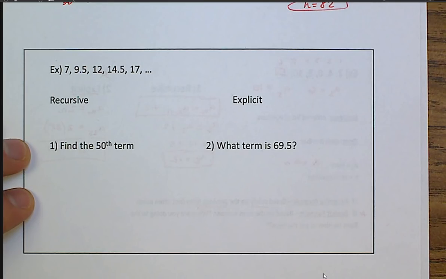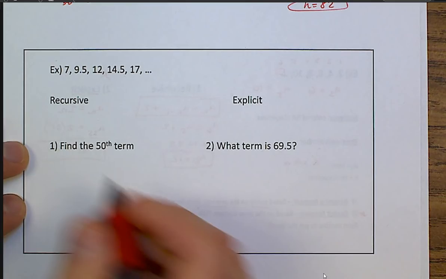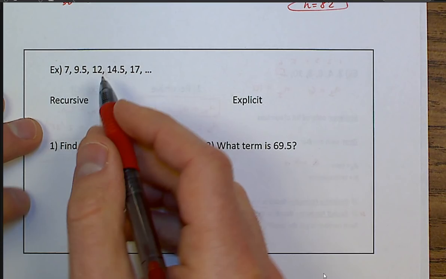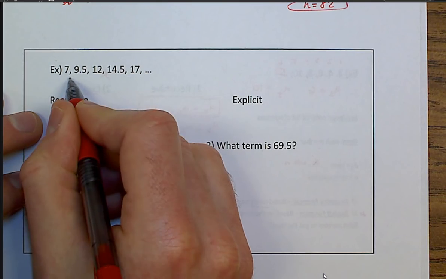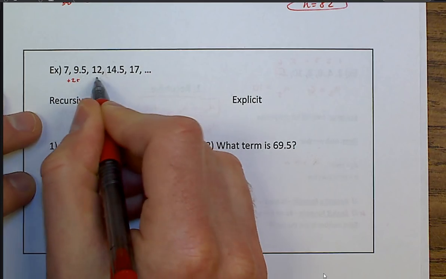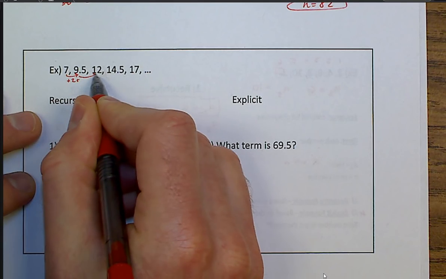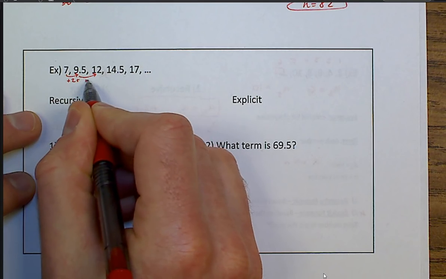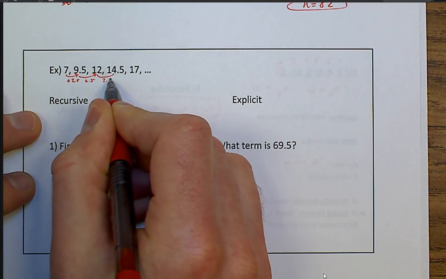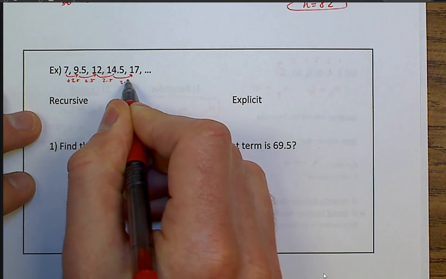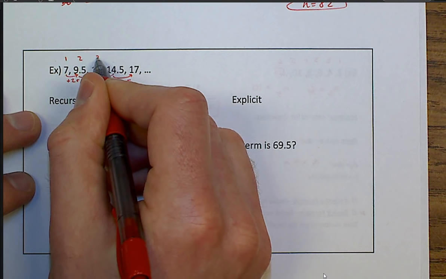Okay, we are back at it. So let's come up with the recursive formula for this. We got to figure out what's happening. What are we doing to each term? Looks like we're adding 2.5 to here to here. We're adding 2.5 here to here. We're adding 2.5. Just double check it. Yep, 2.5. So that's one term, second term, third term, fourth term, fifth term.